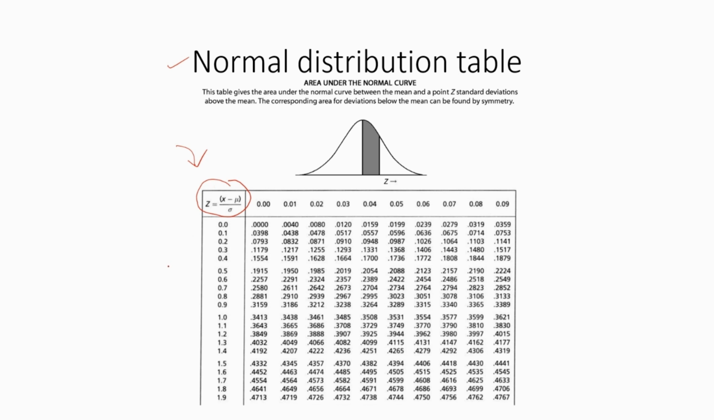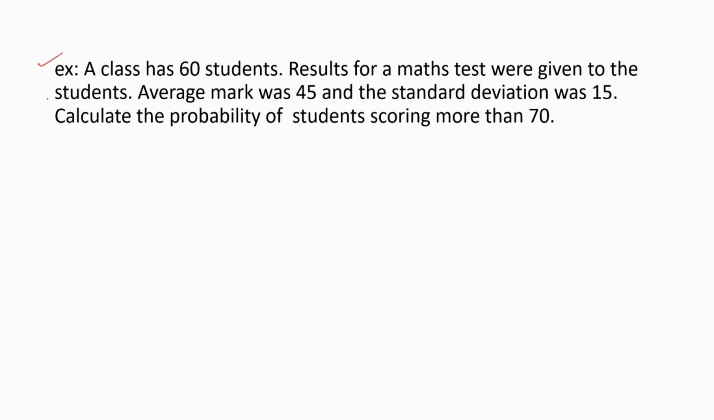Remember that all these data in this normal distribution table are probabilities. All of these values are probabilities. And let's see how we are going to use them under normal distribution calculations. Here is an example. Results for a maths test were given to the students. Average mark was 45 and the standard deviation was 15. Calculate the probability of students scoring more than 70. As I said earlier, we are going to associate probabilities using the normal distribution table.